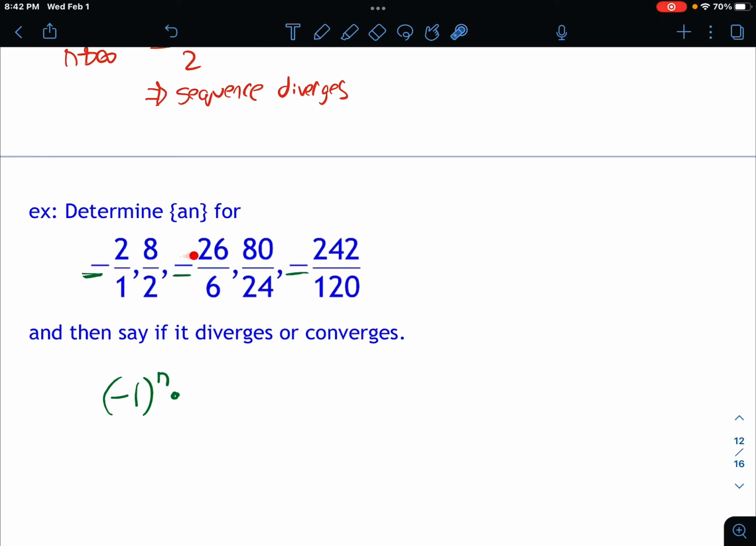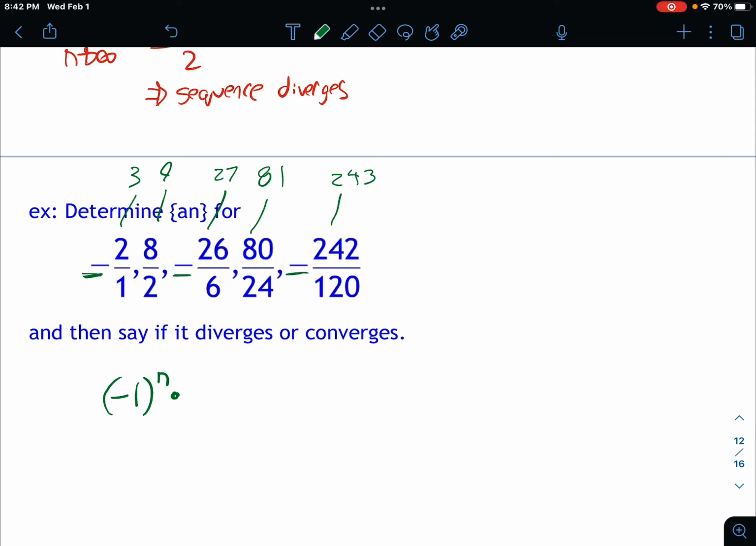In the numerator, we're going to have 2, 8, 26, 80. Oh, okay. This looks like it's 1 off of 9. This is 1 off of 3. This is 1 off of 27. This is 1 off of 81. This is 1 off of 243.